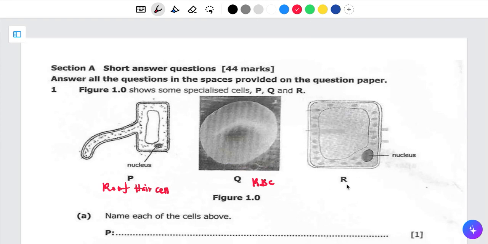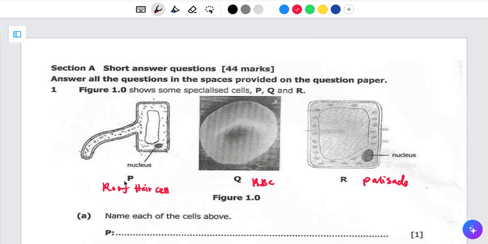Then as for R, this looks like a plant, and actually it is a plant cell. But specifically, this one is called a palisade cell. That's the reason why it's very important for you to know cell specialization and know examples of specialized cells in plants as well as in animals.